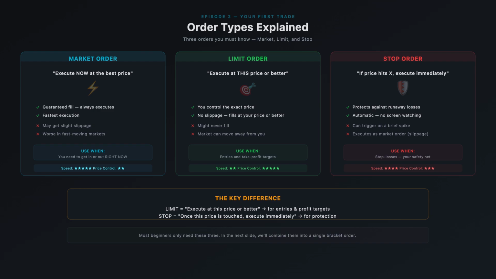This is your safety net. If you're short and set a buy stop at 98, it does nothing until oil hits 98, then it automatically buys to close your position. Here's the key difference. A limit order says, execute at this price or better. A stop order says, once this price is touched, execute immediately. Limits are for entries and profit targets. Stops are for protecting against losses.